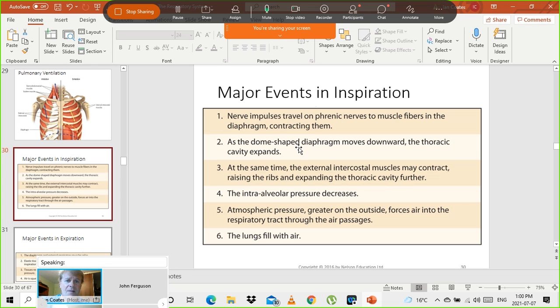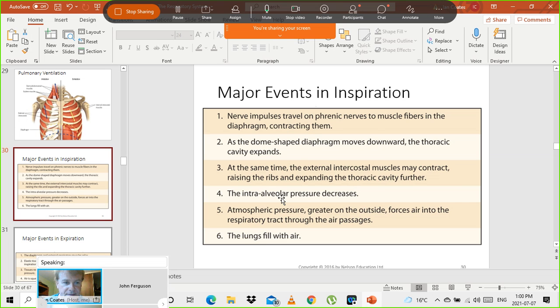So this is awesome. As the dome-shaped diaphragm moves downward, the thoracic cavity expands. At the same time, the external intercostal muscles may contract, raising the rib cage. The intraalveolar pressure decreases. Atmospheric pressure is greater on the outside, which forces air into the lungs. The lungs fill with air.